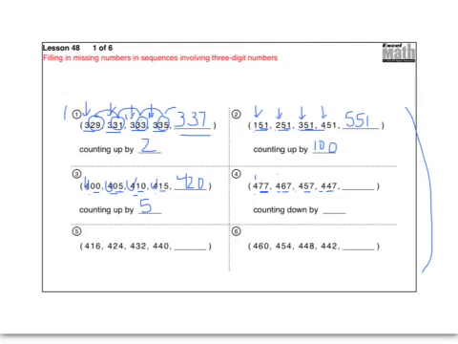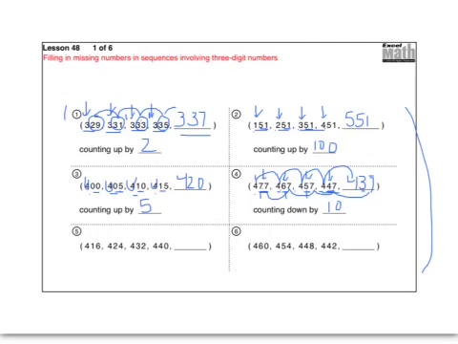Oh, these are going down. Which place is changing? The place that's changing is actually the tens place. Every time the tens place gets one smaller. It goes 7 in the tens place here, 6 in the tens place, 5 in the tens place. So it's counting down by 10 each time. So I've got to go 10 less than 447, which would be 437. The hundreds place is always 4, the ones place is always 7, and the tens place goes 7, 6, 5, 4, 3.